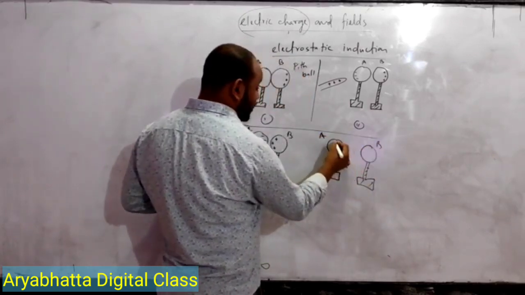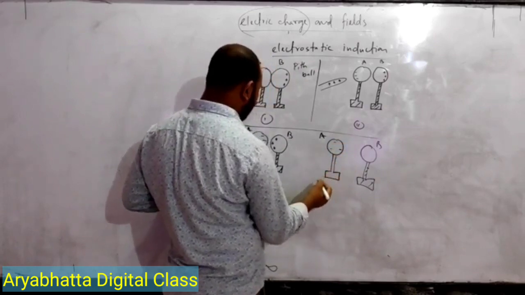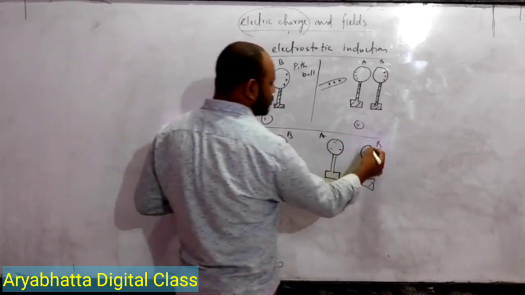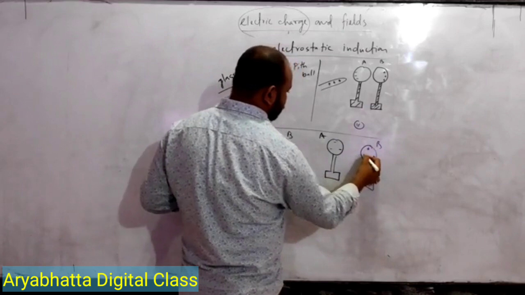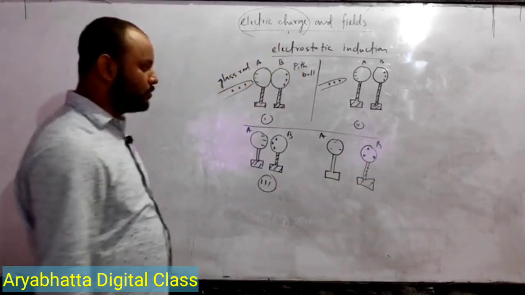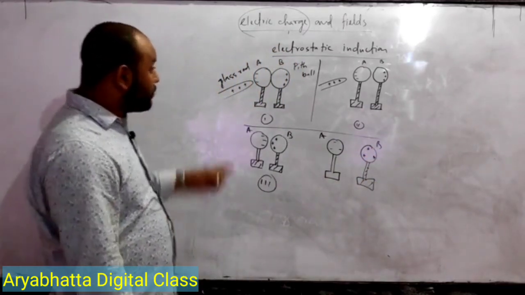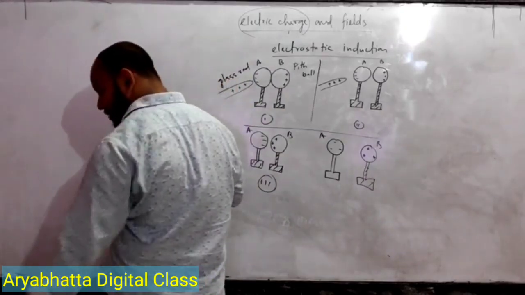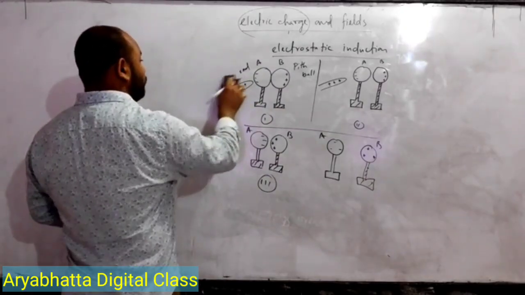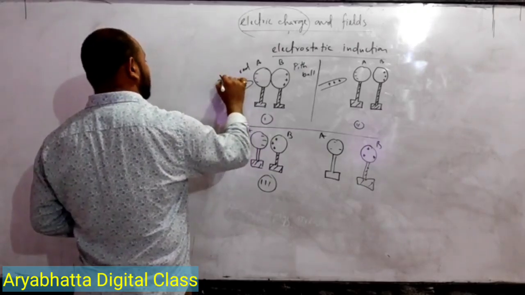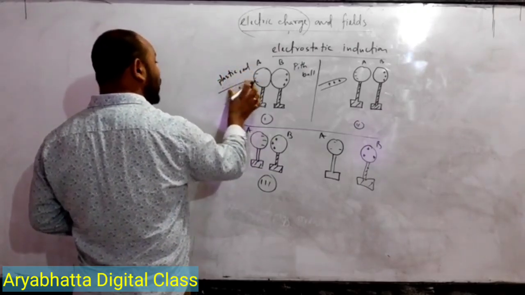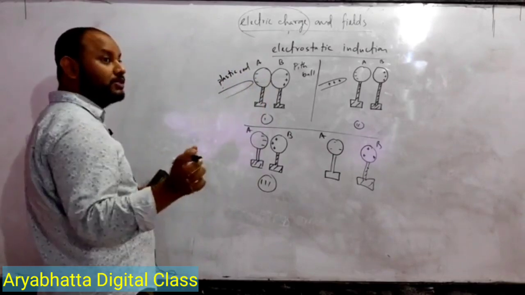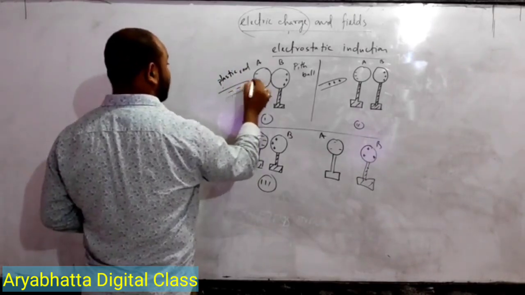The negative charge will be symmetrically distributed in ball A and positive charge will be symmetrically distributed in ball B. Okay, you can make this experiment with a plastic rod also. If you take an electrified plastic rod, what happens? In an electrified plastic rod, the negative charge will develop.